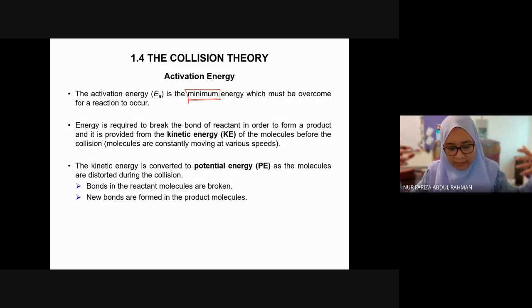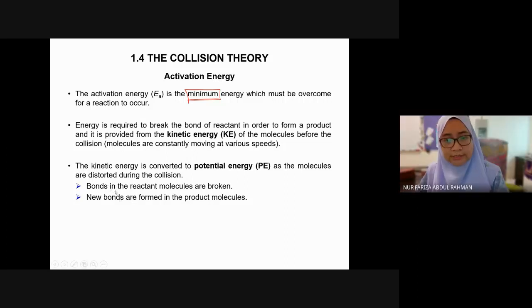So the moment they collide, the kinetic energy is being transformed into potential energy. It's being transformed into potential energy there, because the product and the reactant now have different energy there, yes. So the product and the reactant, they both have different potential energy.